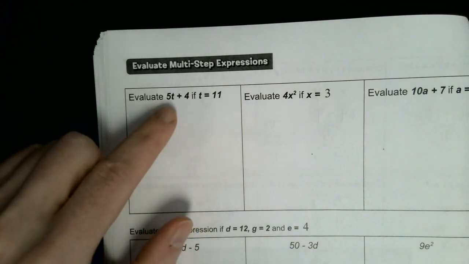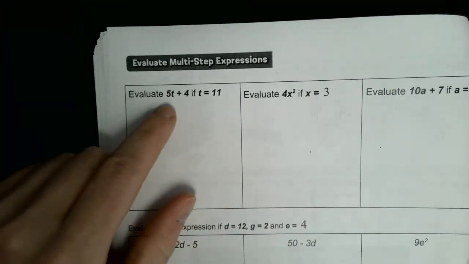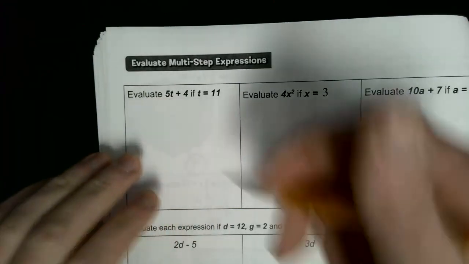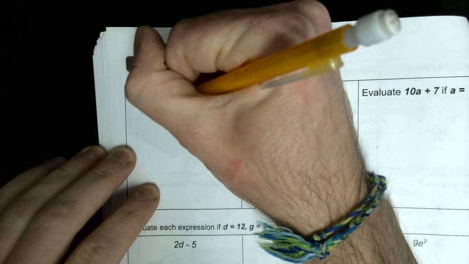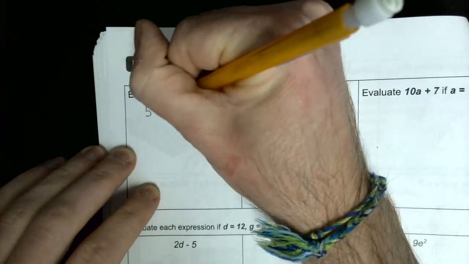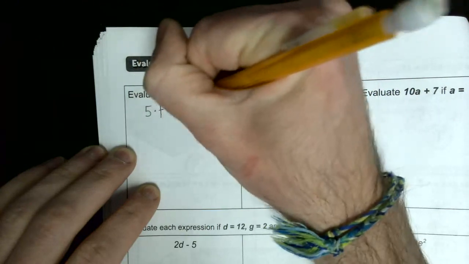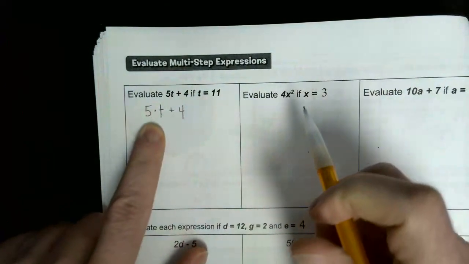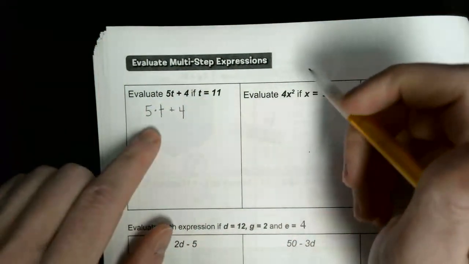So to evaluate any expression, the first thing we're going to do is write it out. Now this says 5t plus 4. When you have a number and a variable together, that means to multiply. So when I rewrite this, I'm actually going to put a dot in between the 5 and the t, making sure the t doesn't look too much like the addition sign, because I just want to remember that I need to multiply these numbers and not just put them next to each other.